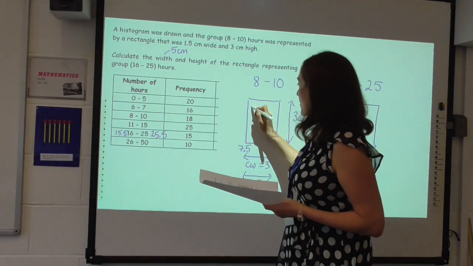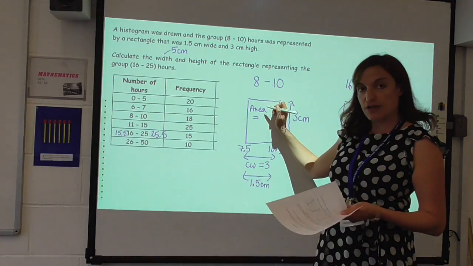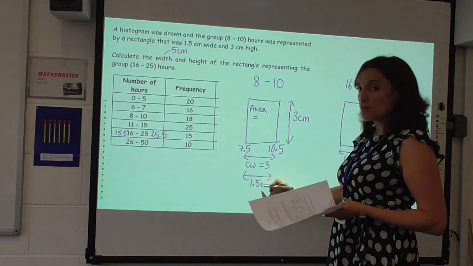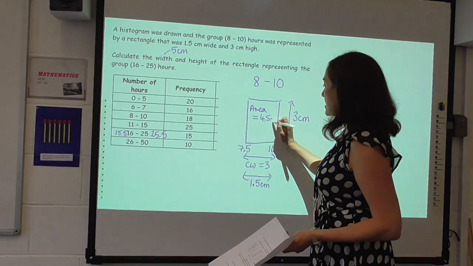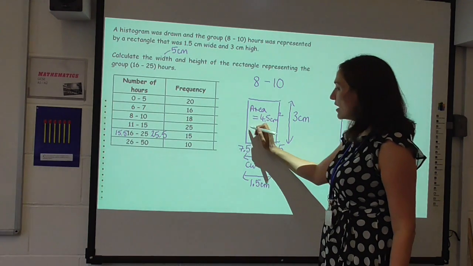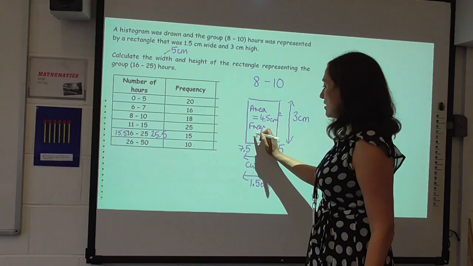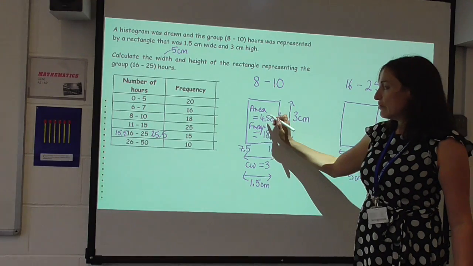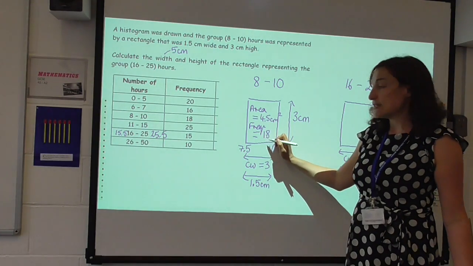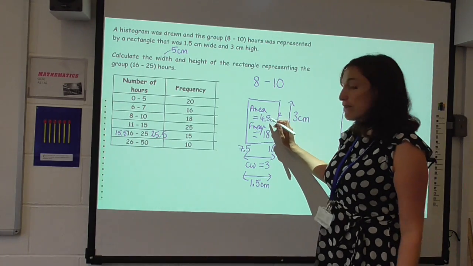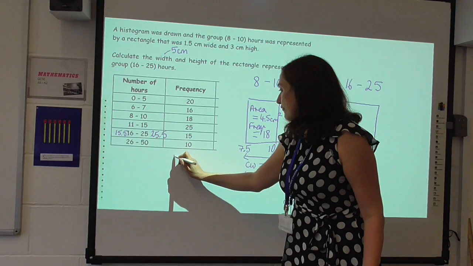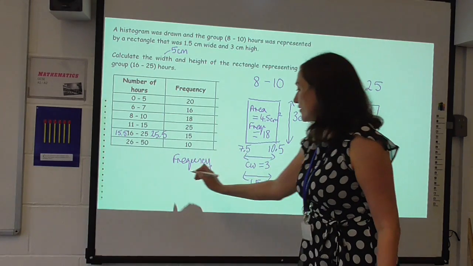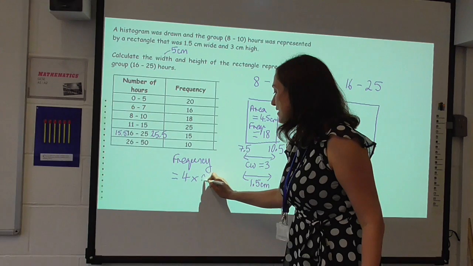The area of the bar, I like to write it in the bar because it gives me an idea that I'm dealing with area rather than the length. And the area of the bar is 3 times 1.5, 4.5 centimetres squared. The frequency for that particular class, from 8 to 10, is 18. So how is the frequency related to the area? What do you do to the area to get the frequency? Well, I can see that if I multiply my area by 4, I get my frequency. So, frequency equals 4 times area.